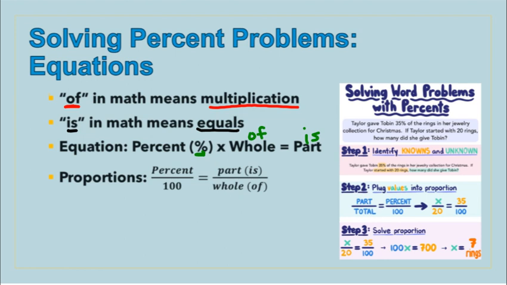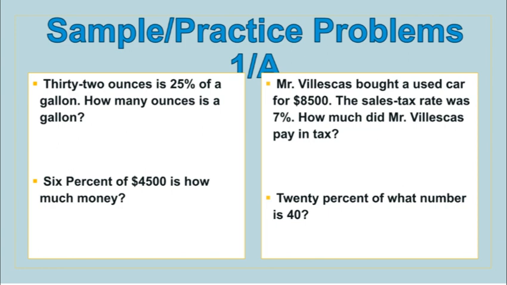And so let's look at an example here. 32 ounces is 25% of a gallon. How many ounces is a gallon? So if I were to rewrite this, I would say 25% of a gallon is 32 ounces. How many ounces is a gallon?